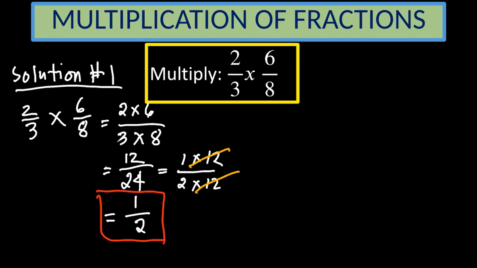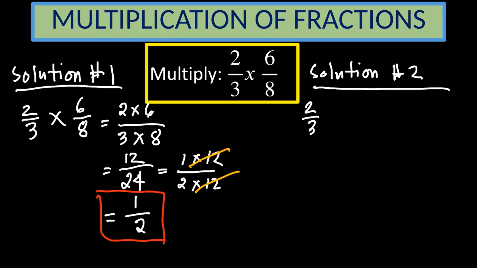All right, now let's have solution number 2. This is another way of multiplying fractions. So let's have here 2/3 times 6 over 8. All right, and so we will have here 2 times 6, and then we have 3 times 8. This time we're going to use the prime factorization.